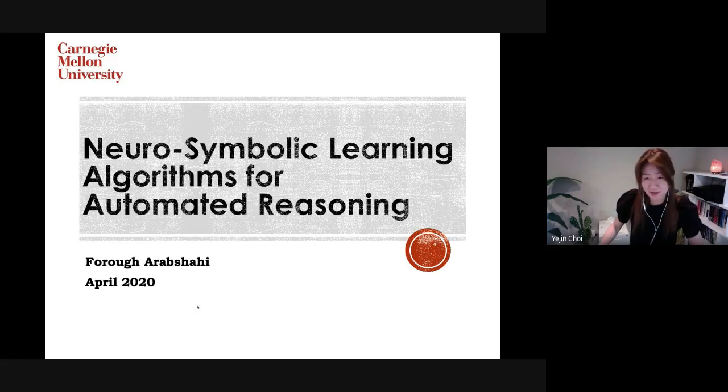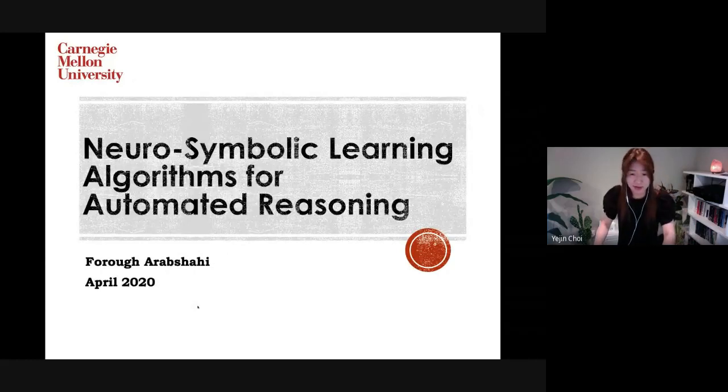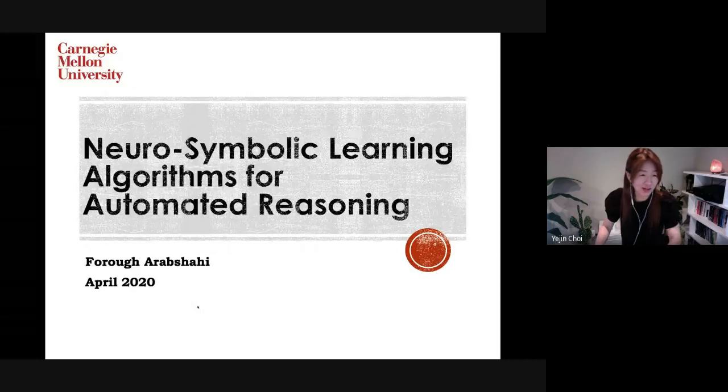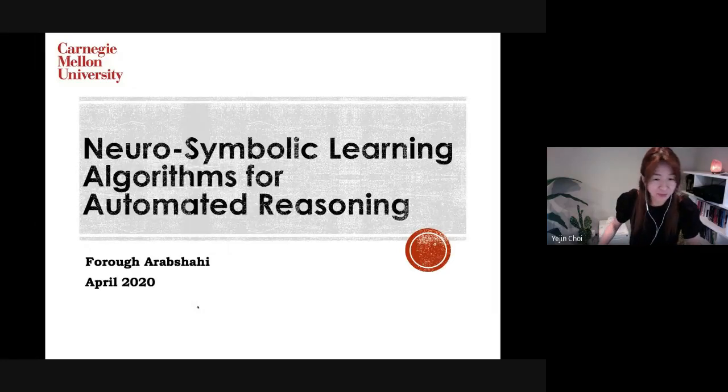And what I really like about Forough's research is that she's focusing on the very difficult and challenging reasoning problems by combining a wide range of techniques, including neural programming, deep learning, and probabilistic graphical models. And today, she's going to tell us about all of those during her PhD as well as postdoc at CMU.